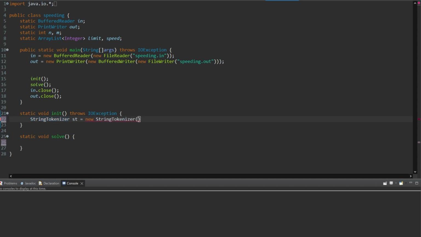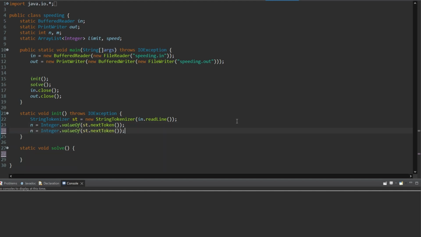And then basically we're just going to take in the next line, and then we're gonna put that into n and m. So n is going to be equal to the next token, but the integer value of the next token. And the same thing goes for m, so we can just copy paste that in and change it to m. And then we need to set up our arrays before taking anything into them. So we're going to do that now.